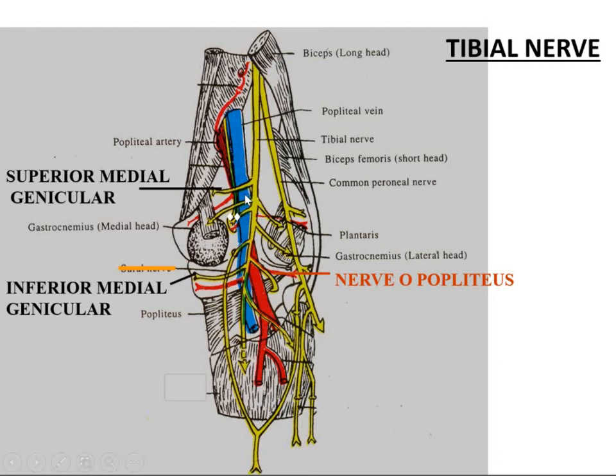So you can see the first one is the superior medial genicular branch, and then we have the inferior medial genicular branch. We have then different muscular branches to the different muscles, so you can see all the muscular branches now to the popliteus, plantaris, gastrocnemius, medial head.